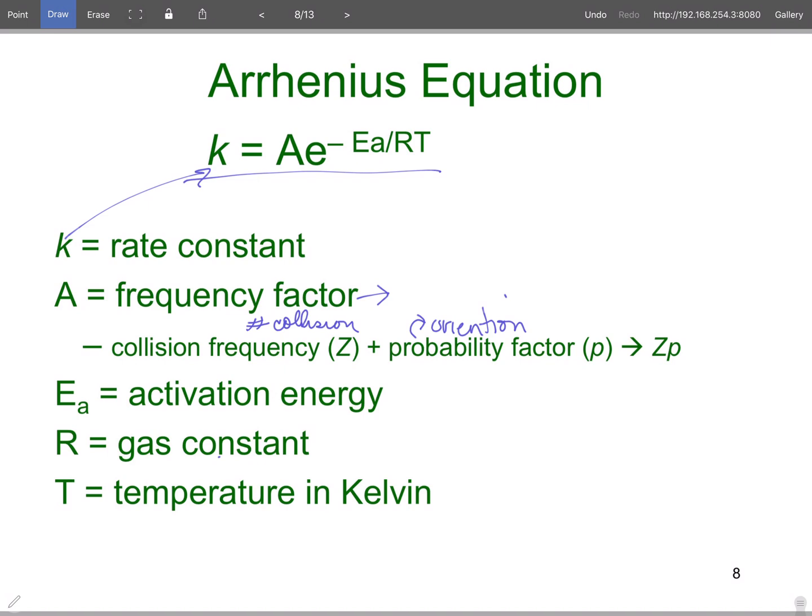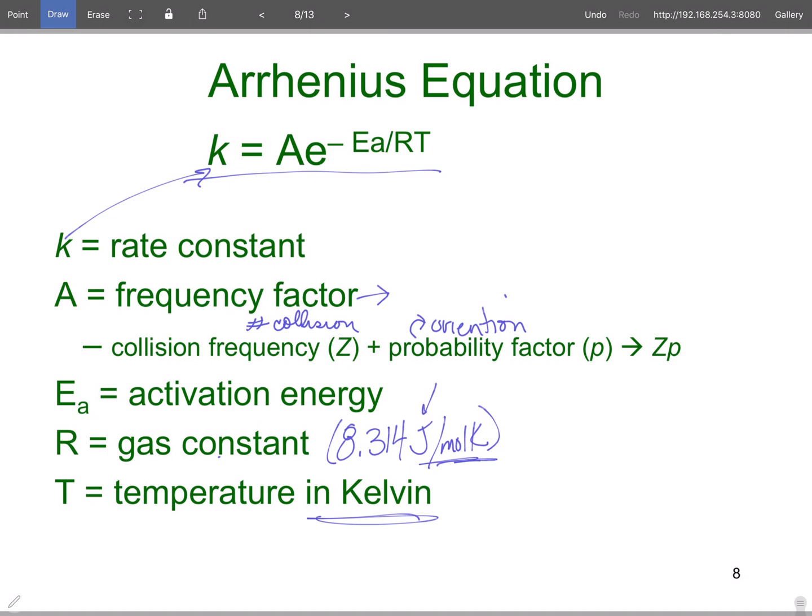R is the gas constant. And because we're dealing with an energy, the gas constant we will use is 8.314 joules per mole K. Okay, that's why I give you that value, because I can't remember squat. The units on that escape me, but it is joules. And the temperature has to be in Kelvin.